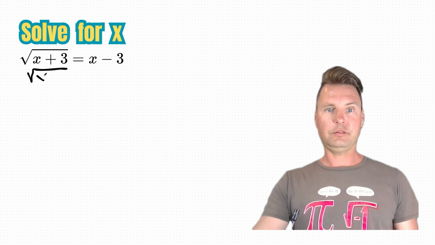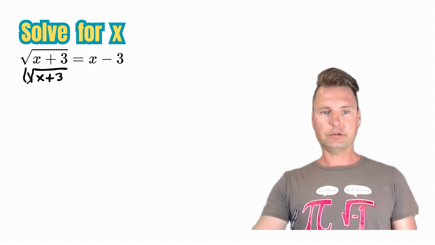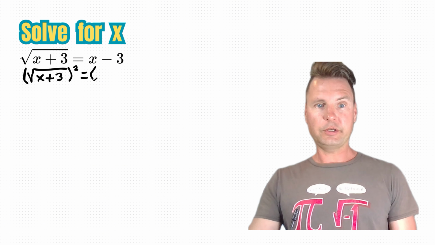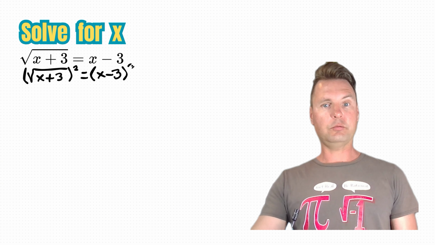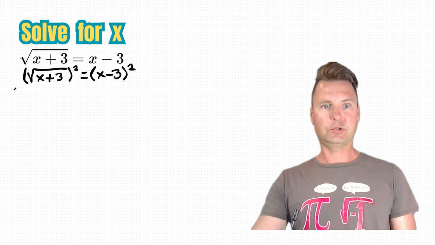Let's bring down the left side and square it, and we get the square root of x plus 3, all that squared. And then bring down the right-hand side and square it, and we get x minus 3, all in parentheses, squared. But remember, this step can create extraneous solutions. We'll talk more about that in a minute, so stick around.